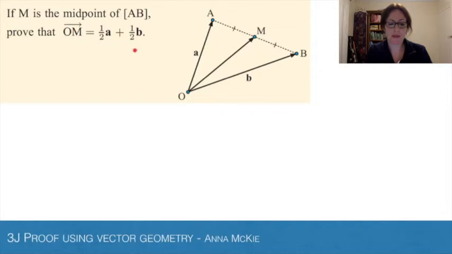This is going to be one of the theorems here, but let's prove it first. If M is the midpoint of the line AB, we have to prove that OM is equal to half of A and half of B. So let's think about what facts we do know here.